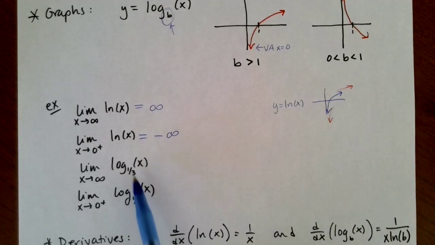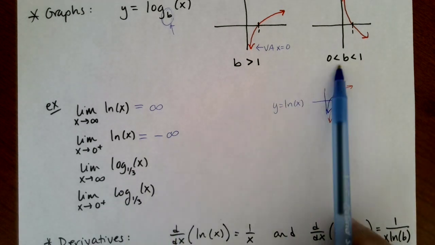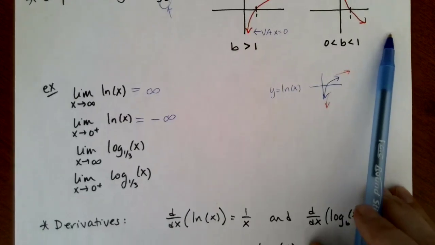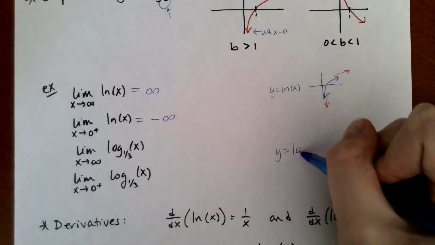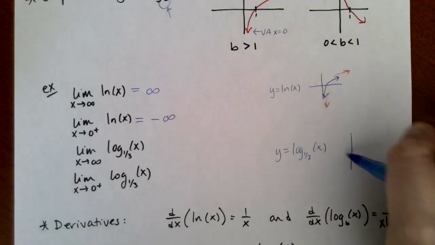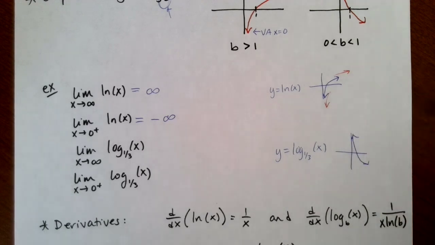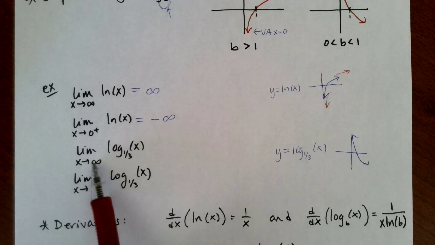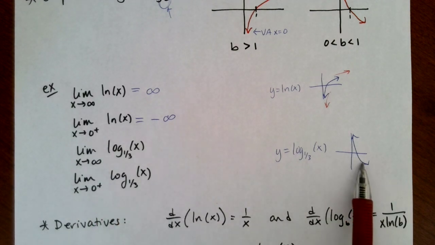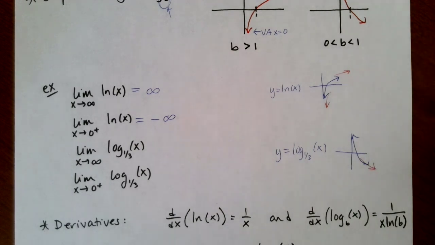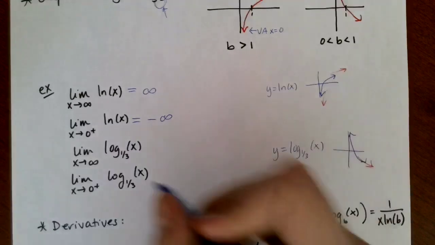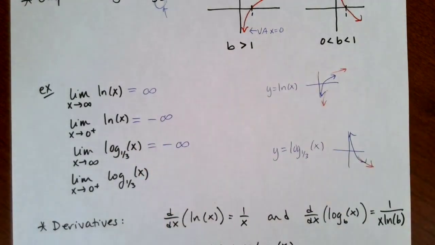We'll have very similar thinking for the next two. Both of these are log base 1/3. Because 1/3 is less than 1, it's going to be this other graph type where it's decreasing from left to right. So y equals log base 1/3 of x. Just a quick sketch is going to do that. The first one is asking as x approaches positive infinity. So again, we're going to look at the far right end behavior of this graph. This is headed down and out forever here. So the graph is headed down, and this limit is negative infinity.